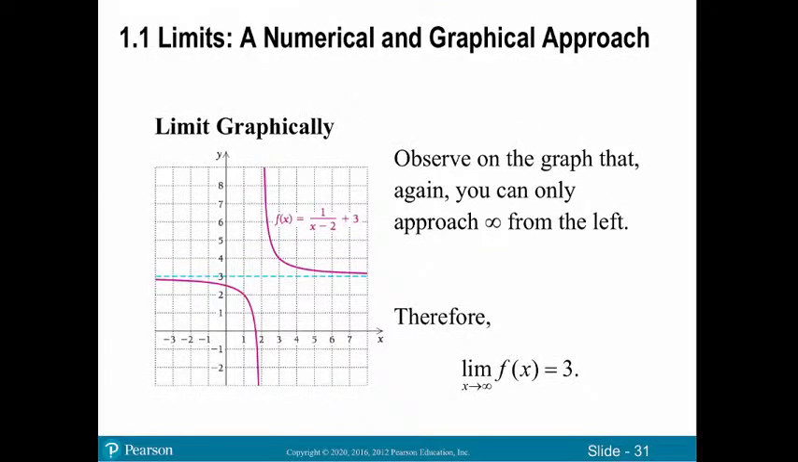Graphically speaking, with that last one, notice as x goes off to positive infinity, y gets closer and closer to 3.